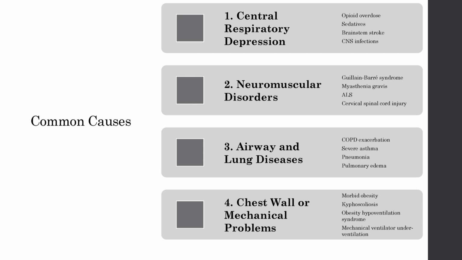Think of causes in 4 major categories. Number 1, central respiratory depression, mostly due to opioid overdose, sedatives, brainstem stroke, and CNS infections. Number 2, neuromuscular disorders like Guillain-Barré syndrome, myasthenia gravis, ALS, and cervical spinal cord injury. Number 3, airway and lung diseases, for example COPD exacerbation and severe asthma. Number 4, chest wall or mechanical problems like morbid obesity, kyphoscoliosis, obesity hypoventilation syndrome, and mechanical ventilator underventilation.